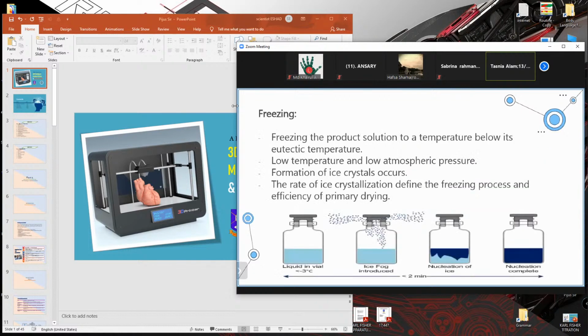Freezing. Freezing is cooling the product solution to a temperature below its eutectic temperature, at low temperature and low atmospheric pressure. Formation of ice crystals occurs. The rate of ice crystallization defines the freezing process and the efficiency of primary drying. Next slide.